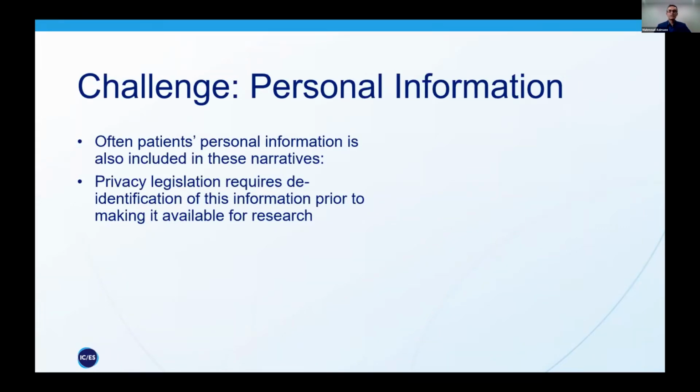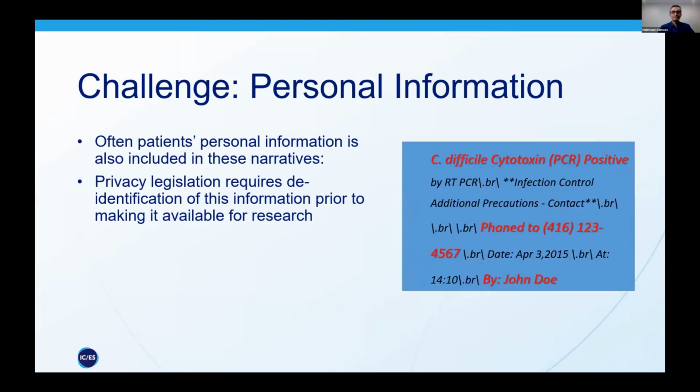The challenge that comes with the free text field, obviously, is personal information. Often patient information or personal information is included in these narratives. And as you know, privacy legislation requires us to de-identify this information prior to making it available for research. This is another example of one of our lab test results for C. diff. As you see, other than the result being positive, you can see information that the result was phoned to this number, which is probably a local public health number. And also it says who performed the test.